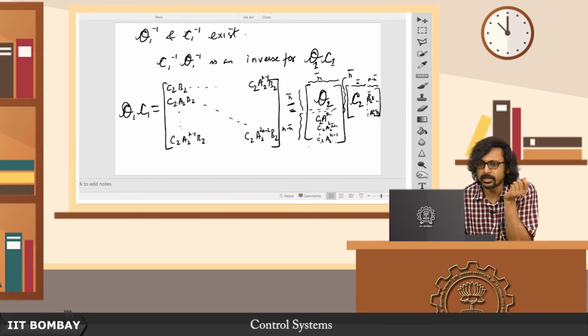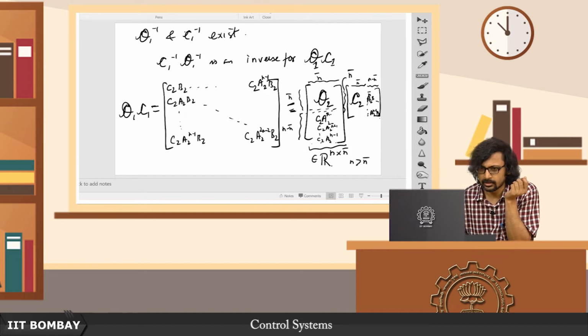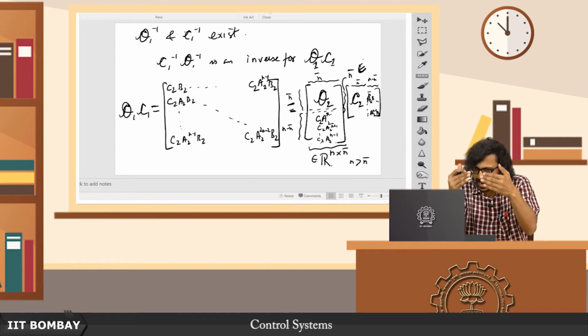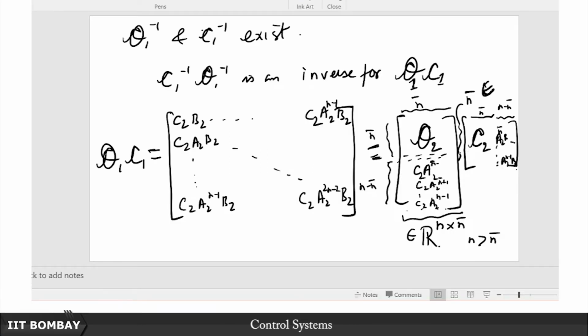Now look at these individual matrices, what is the size of this matrix? This matrix belongs to R n cross n bar, with n greater than n bar. After this padding, I have just padded O2, the observability matrix, with some extra rows, and the controllability of realization 2, C2, I have padded with some columns to the right. So this belongs to now what size? This belongs to R n bar cross n.